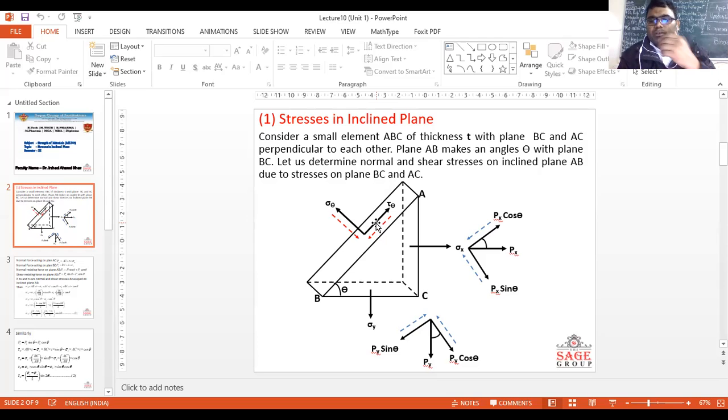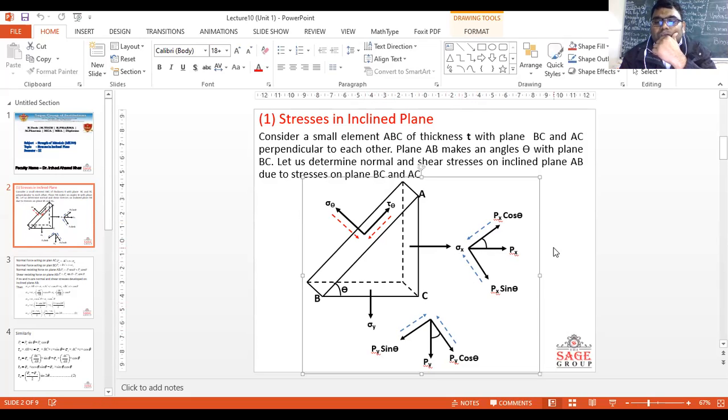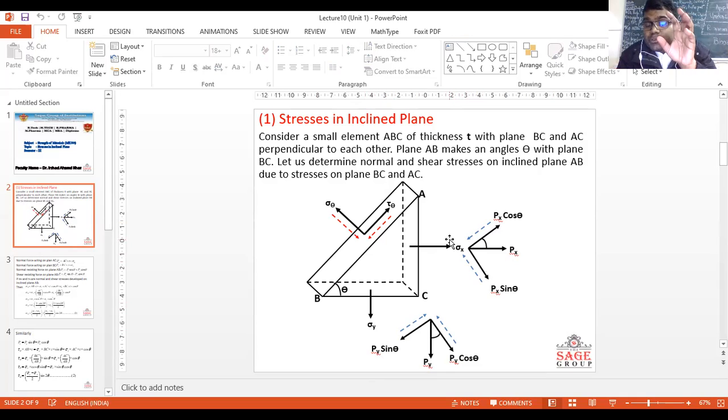So now you can try to understand. In this direction, stress sigma x is produced. Sigma x stress is produced here, and here the sigma y stress is produced in this y direction. Because this stress is produced due to the external loading, definitely the load Px is applied on this plane. So here the stress sigma x is produced because of this force Px. And likewise here, this sigma y is produced because of this load or force Py.